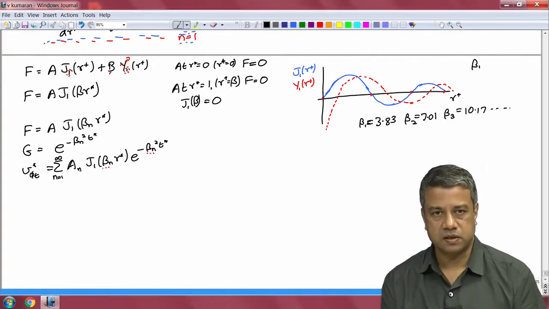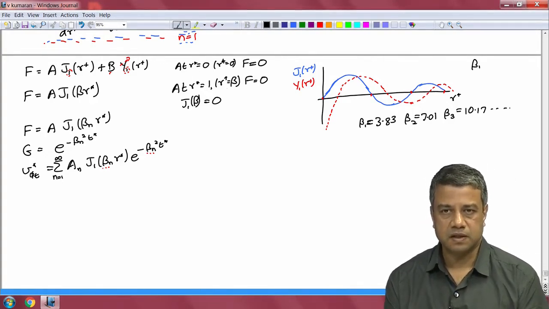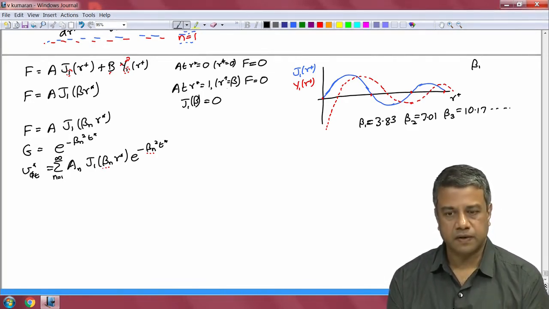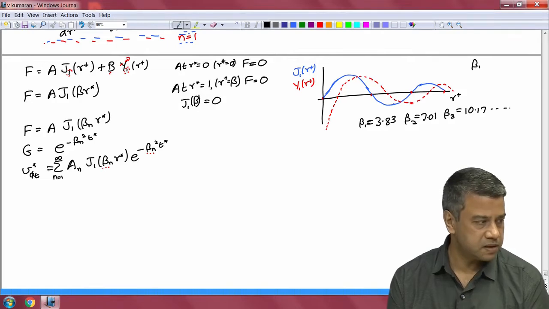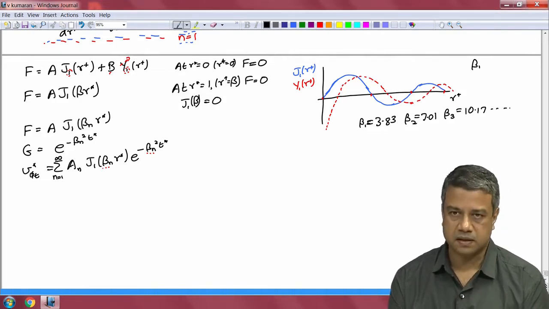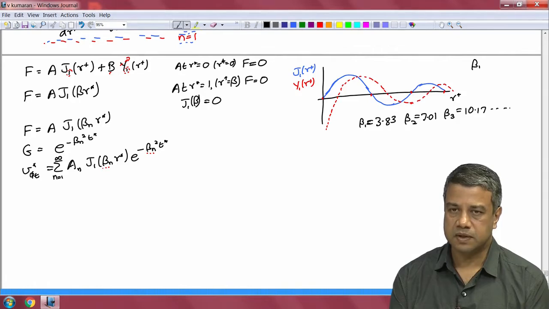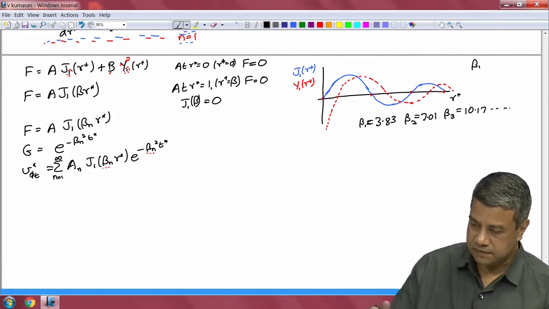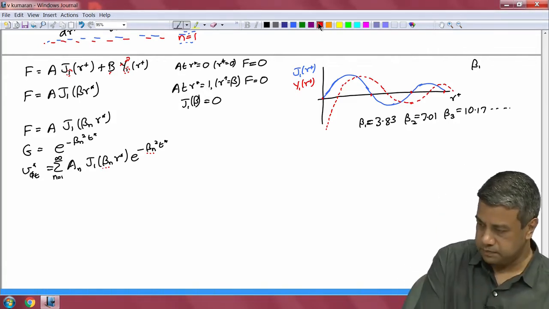Okay, that is the most general solution, the summation of these for different values of n. And how do you find out the coefficients in this expansion? You have to use the orthogonality relation for the Bessel function, which I had proved for you in one of the previous lectures.